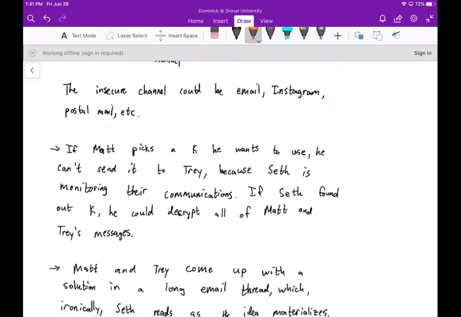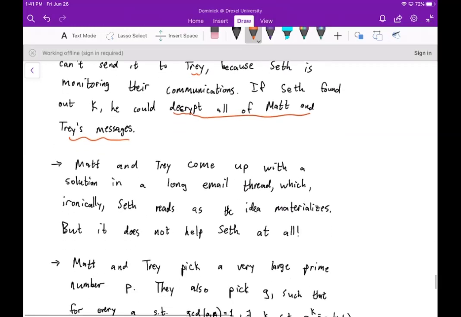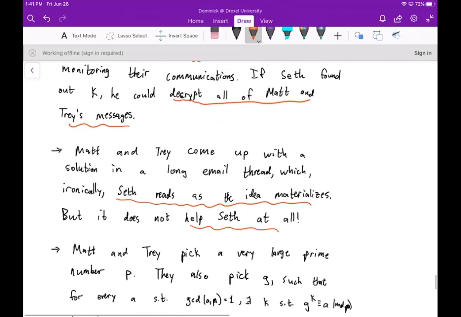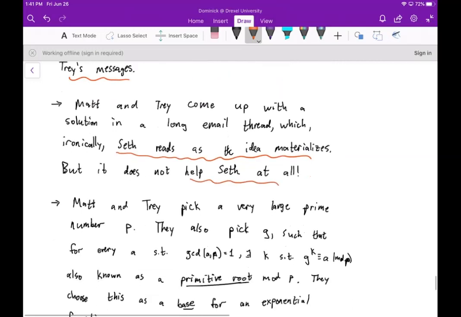Now, if Matt picks a capital K that he wants to use, he can't send it to Trey because Seth is monitoring their communications, and he would find out what K was, and then he could decrypt all of Matt and Trey's messages, right? Which would not be good. Now, Matt and Trey come up with a solution in a long email thread, which ironically enough Seth will read as the idea materializes. But the interesting thing is that this doesn't help Seth at all, which is interesting here.